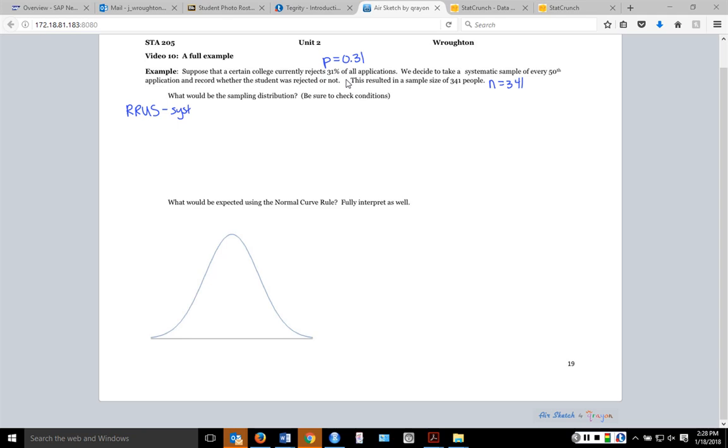Doesn't look like they're recording anything that we need to be worried about, like asking a question or anything like that in any biased way. There's not really a non-response bias here because we can easily see it's a piece of paper to see if it was rejected or not. So this should seem like a pretty good sampling method.